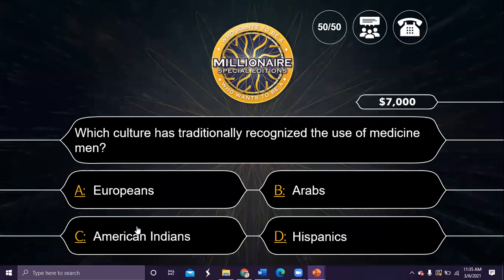Which culture has traditionally recognized the use of medicine men? Europeans, Arabs, American Indians, or Hispanics? C. C is correct.